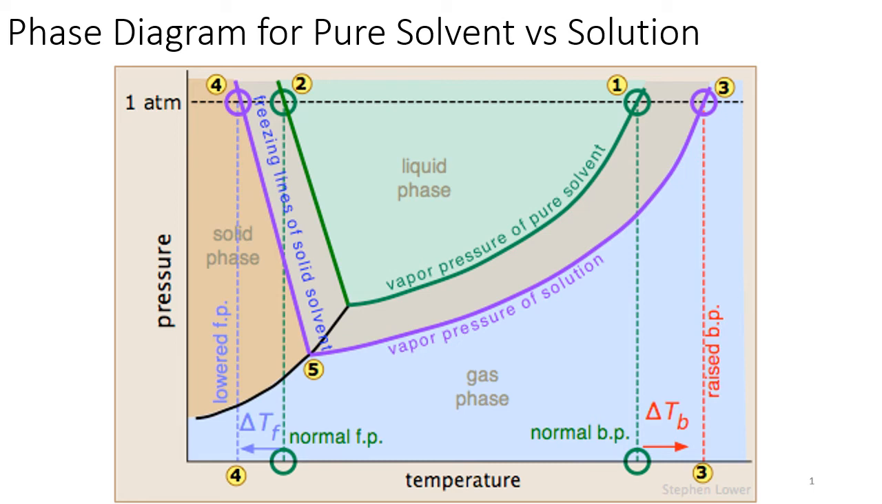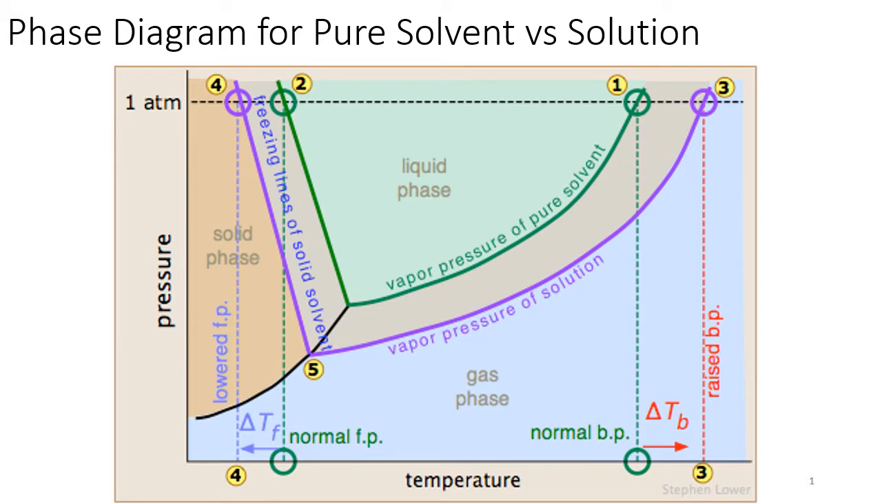The next two colligative properties that we're going to learn about go hand in hand with one another, and that is freezing point depression and boiling point elevation. What that means is when we compare a pure solvent to that of a solution, the solution is always going to boil at a higher temperature than that of the pure solvent. And since it's freezing point depression, the solution will always freeze at a lower temperature than that of the pure solvent. This picture right here shows us a phase diagram.